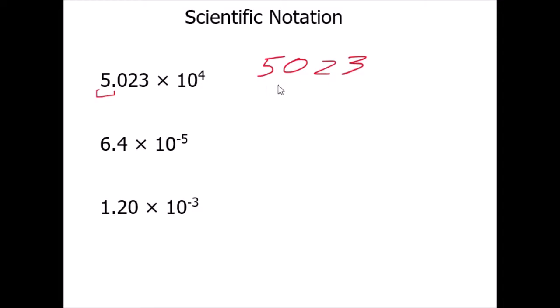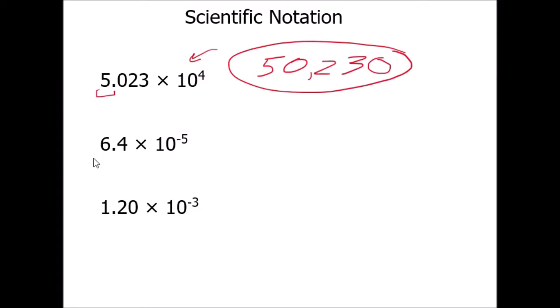And my decimal point started here. And if I multiply again by 10,000, it's really moving the decimal point 4 places over. So the longhand version of writing out this number in scientific notation is 50,230. And of course, let's do the second example.